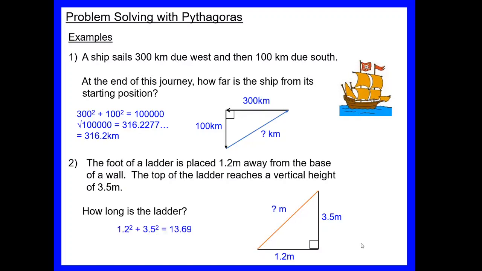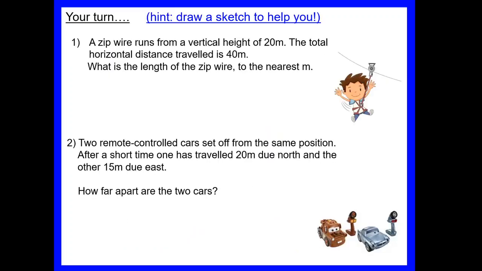So we're going to use our Pythagoras there. 1.2 squared plus 3.5 squared is 13.69. Square root, so don't forget we need square root to find our answer. And our answer this time is exactly 3.7 metres. Make sure you're happy with those examples before you move on. It is a really good idea to draw a sketch that will help you to see where your right angle is and where your longest side is. So pause the video, have a go at those two questions.